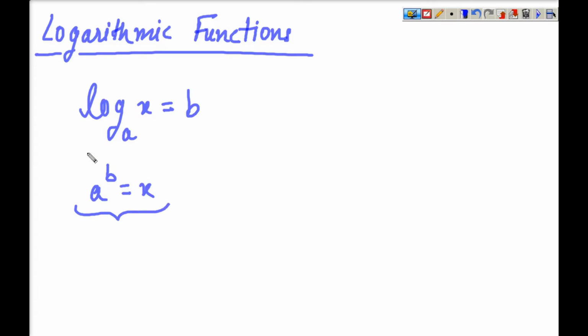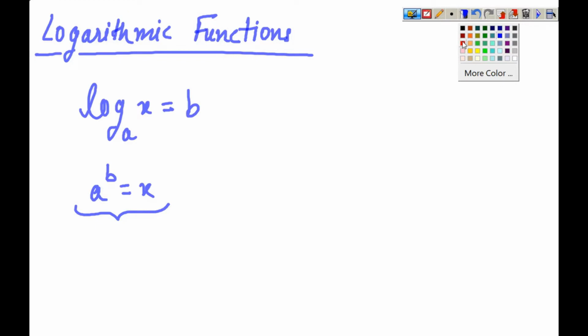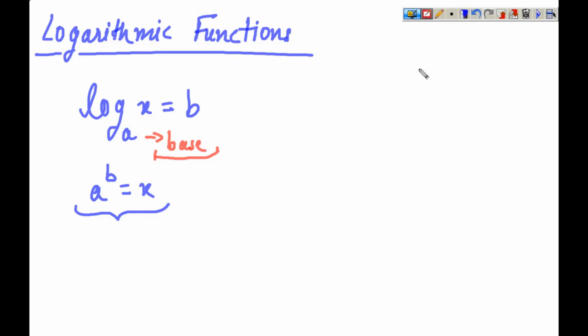It's like the indirect way of saying that if I do a to the power b, that will give me x. So this is a log function, and a is known as the base. Now, let's see some examples to get a better understanding of this function.